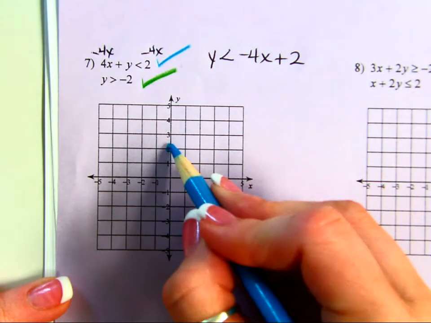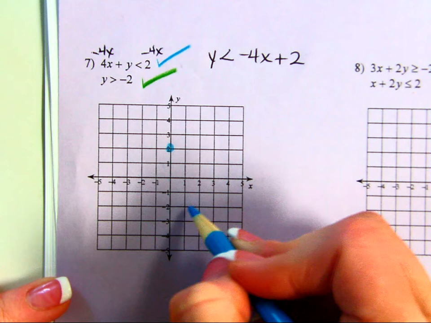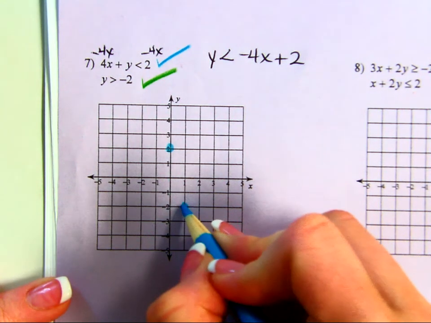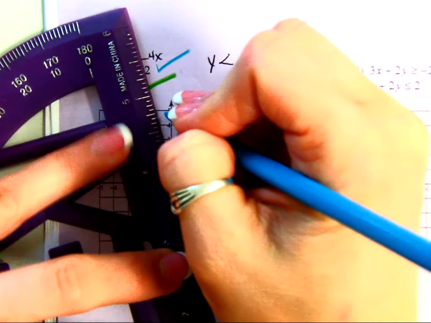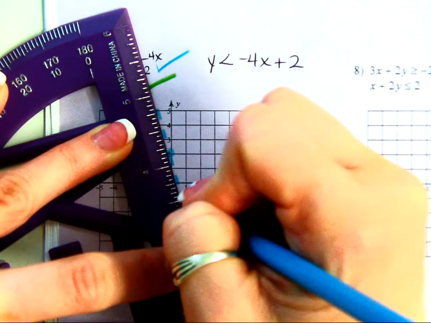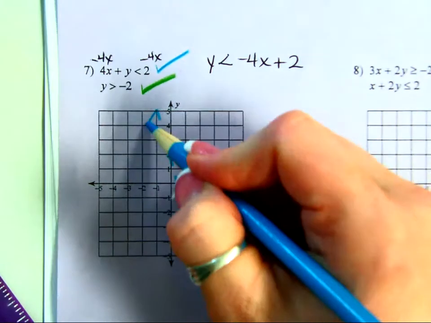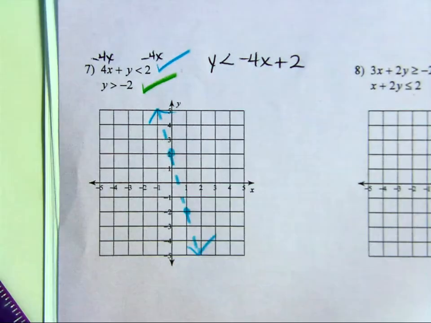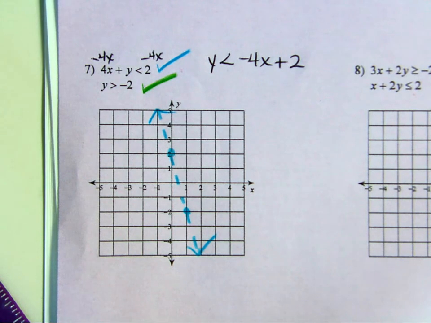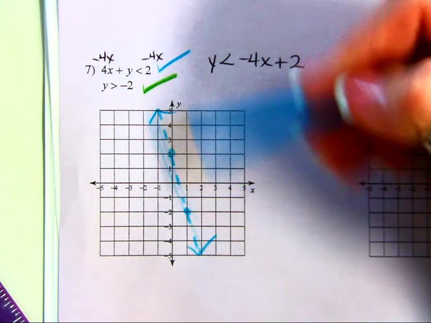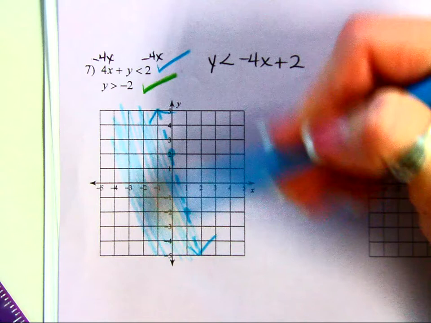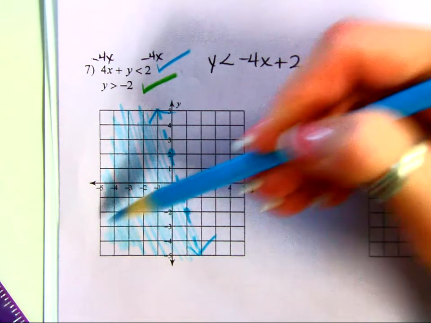-4 means I can go down 4 and over 1. Kind of a steep line. Dotted, because it cannot include the boundary line. Your solution cannot be on that boundary line. It has to be less than the boundary line. Okay, pretty steep. Less than means below. Okay.